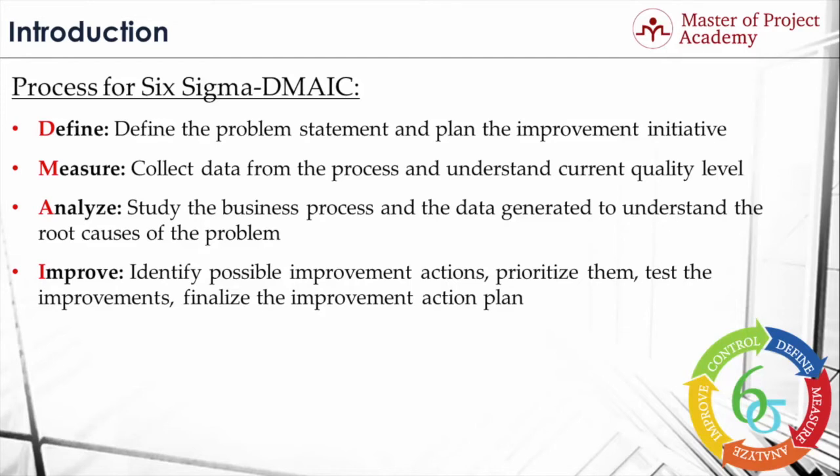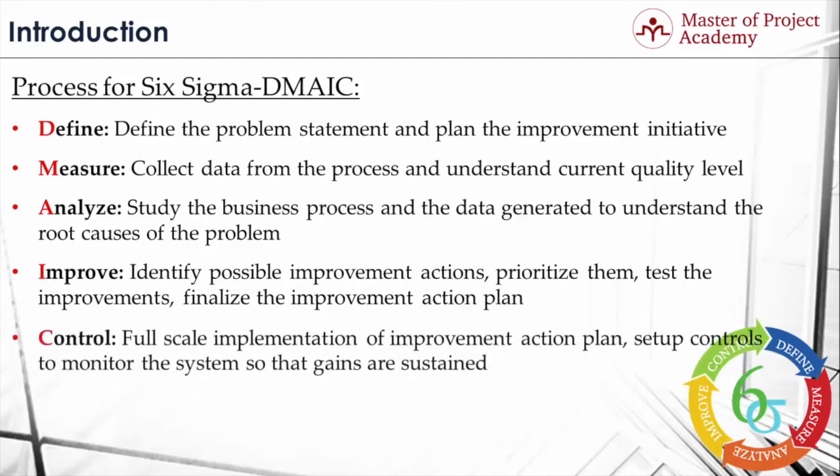The fifth and the last phase is control. This phase aims to ensure the full-scale implementation of the improvement action plan, and set up controls to monitor the system so that gains are sustained. In this phase, the team implements the solution and transfers the ownership of the new improved process to the responsible owner. The team puts a control plan in place to monitor ongoing performance. They use statistical tools to monitor stability of the new process.